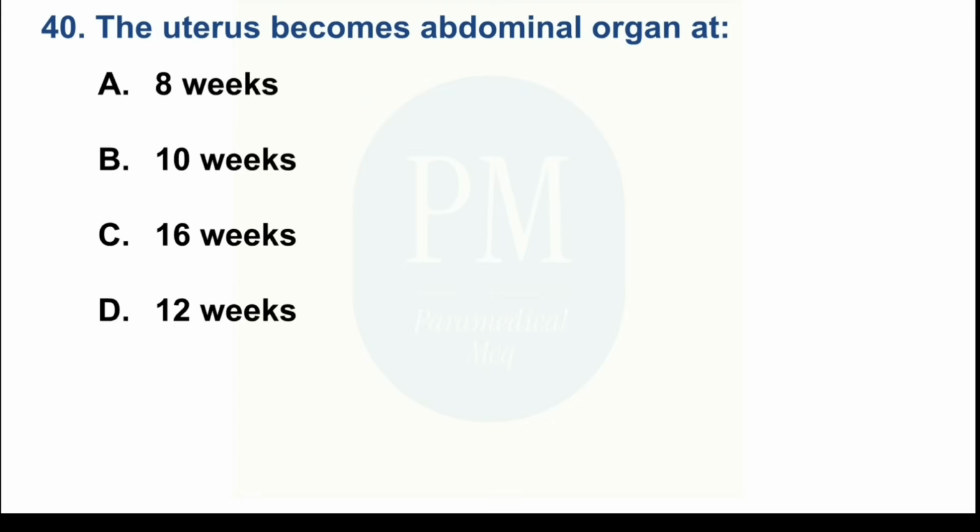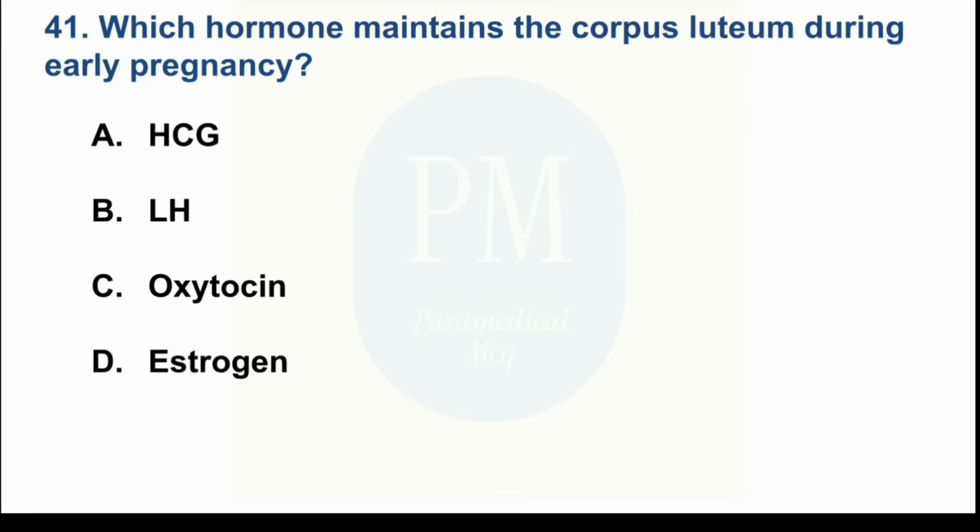The uterus becomes an abdominal organ at option A 8 weeks, option B 10 weeks, option C 16 weeks, option D 12 weeks. The correct option is option D 12 weeks.